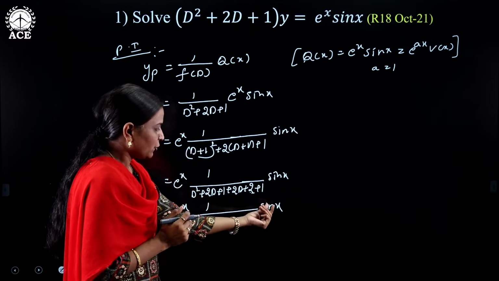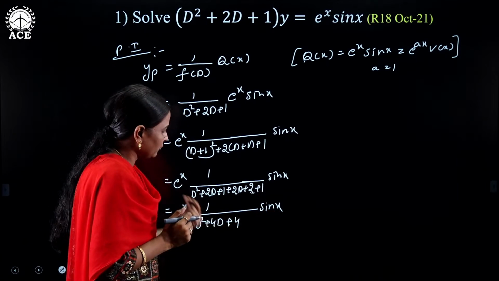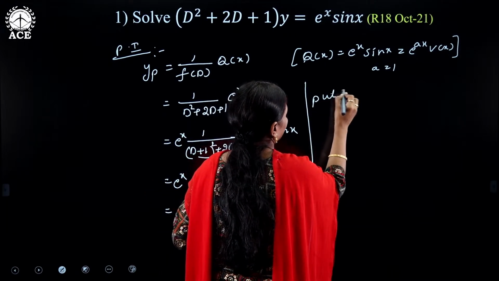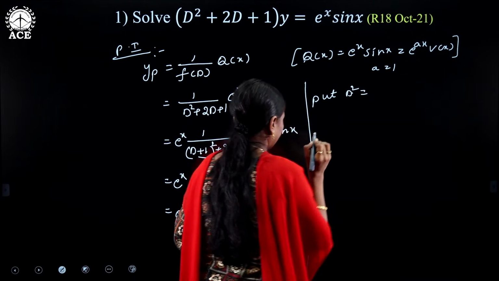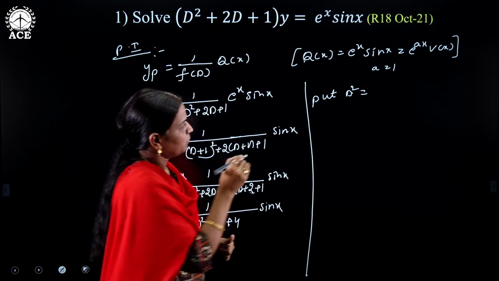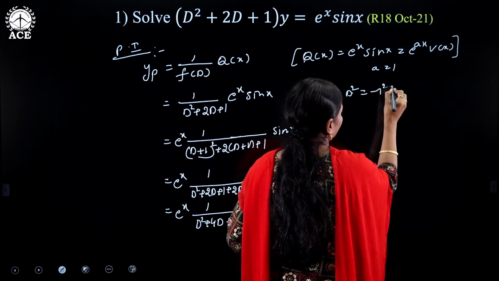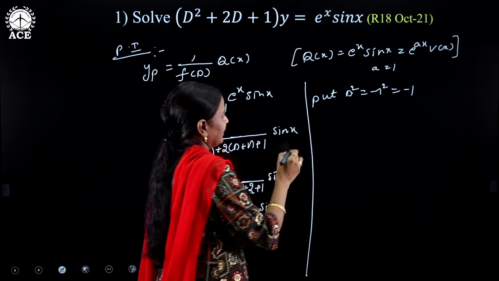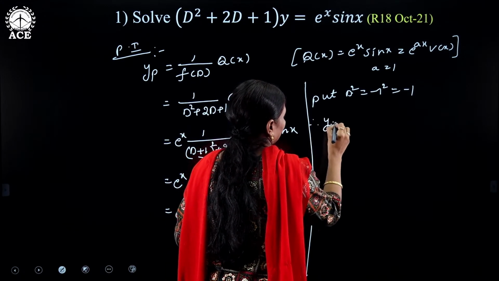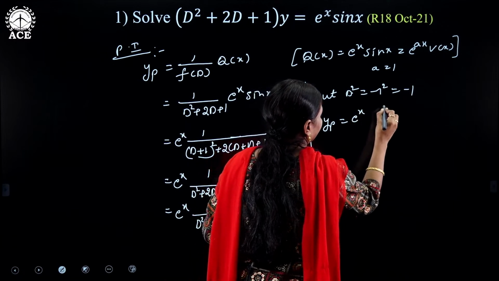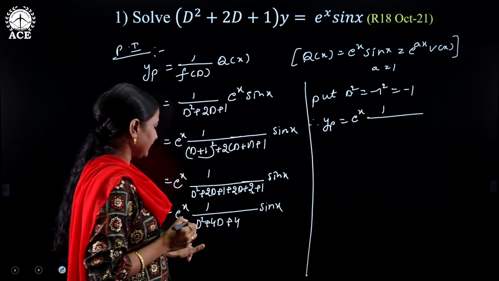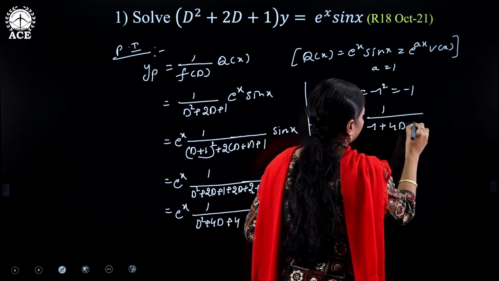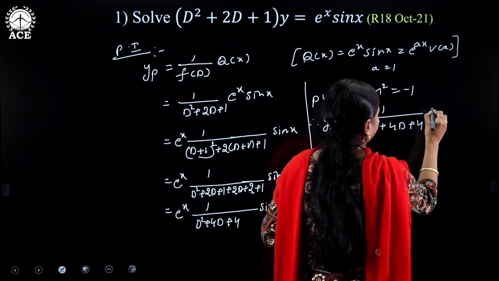When Q of x is equal to sin x or cos x, put D square equal to minus a square. Here in sin x, the coefficient of x is 1, so put D square equal to minus 1 square, that is equal to minus 1. That is not minus 1 whole square, that is minus 1 square. Therefore yp is equal to e power x into 1 by, D square is minus 1, plus 4D plus 4, into sin x.